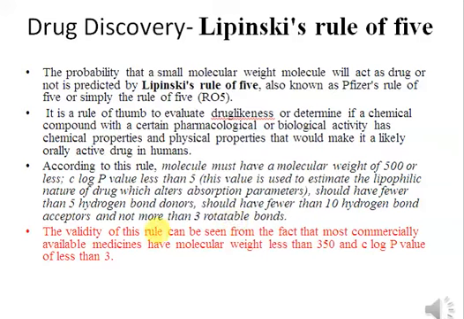And the validity of this rule can be seen from the fact that most commercially available medicines have molecular weight of less than 350 and have C log P value of less than 3, right? So the drugs that are available in the market have C log P value of less than 5. Maximum of the drugs available in the market have a lipophilicity profile of less than 3, meaning that they are polar, and they are less lipophilic.